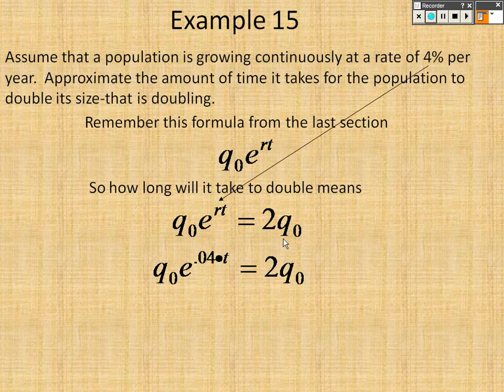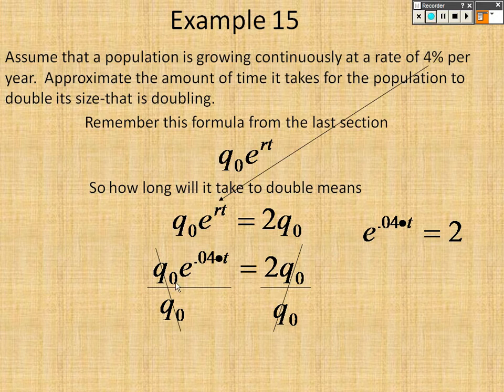Even if I didn't have that number in there, you're always going to end up with it equaling 2 because it's doubling. It doesn't matter what number you put in there. So really you're looking at e to the 0.04t equals 2. You could have put in any fake number you wanted, and it would always equal 2 as long as it was doubled.